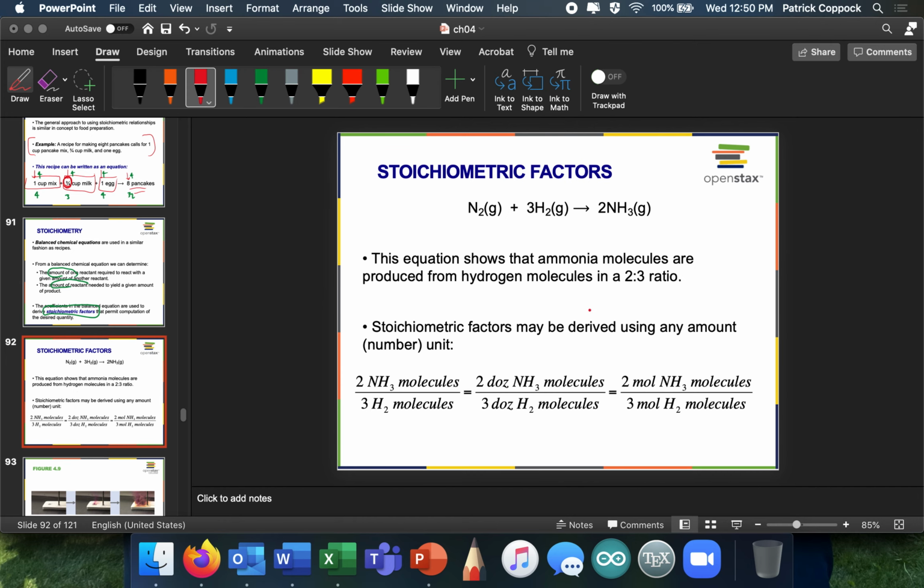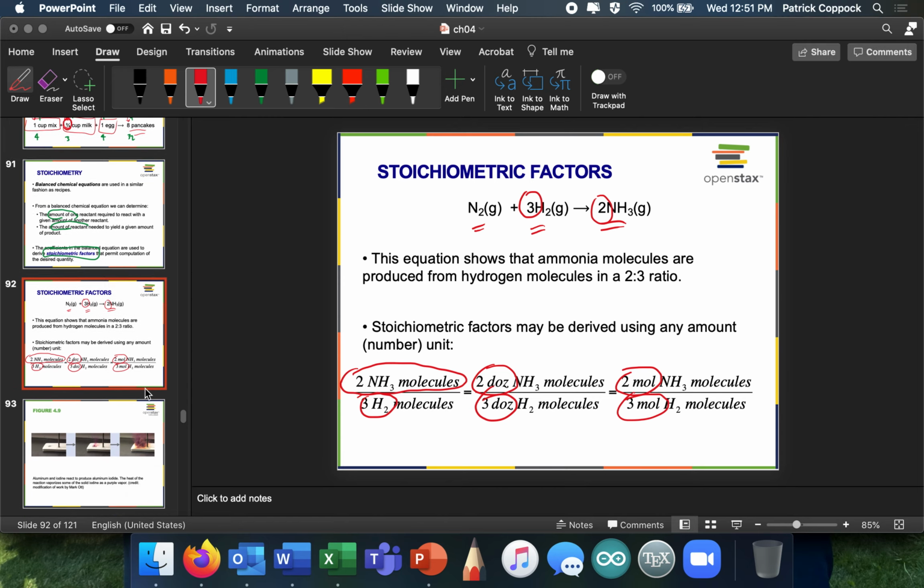Suppose we're going to make ammonia, and we're going to make it from nitrogen gas and hydrogen gas. So this equation shows that ammonia molecules are produced from hydrogen in a ratio of 2 to 3, right? There's my 2 and there's my 3. First of all, let's appreciate this, that there's 2 ammonia molecules for every 3 hydrogen molecules. There's 2 dozen for every 3 dozen. And there's 2 moles for every 3 moles, right? So it doesn't exactly matter how much we're talking about. It's the ratio that we're interested in.